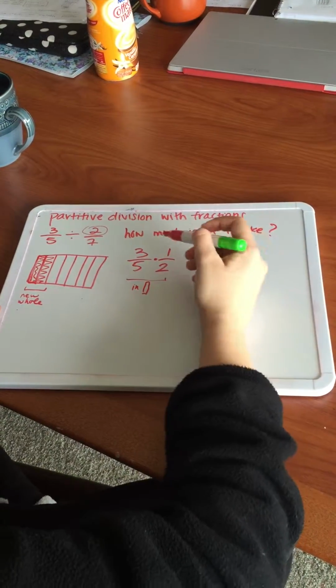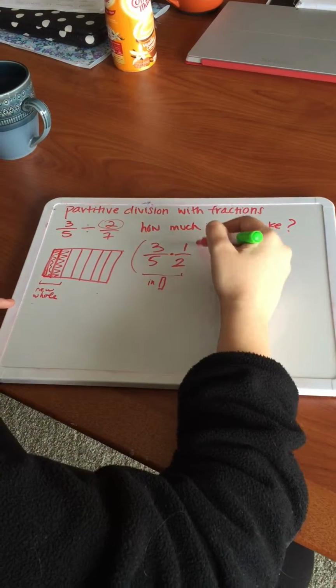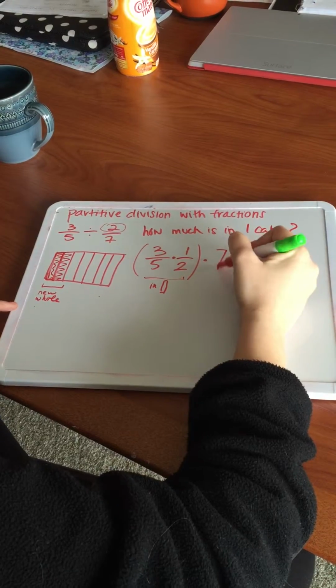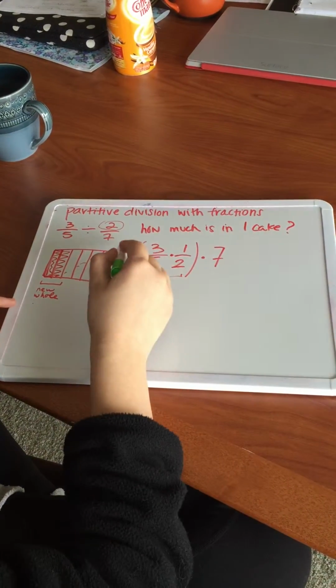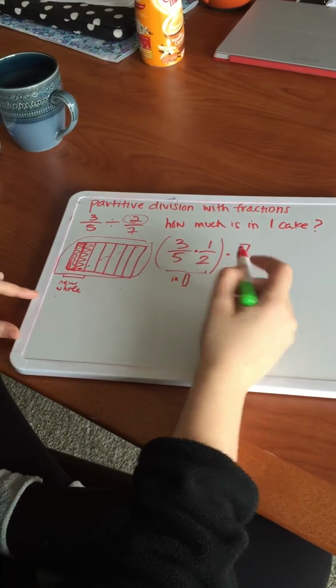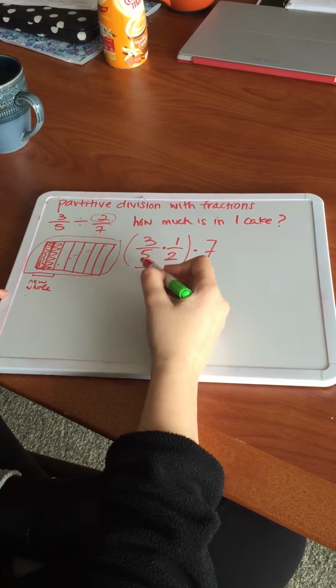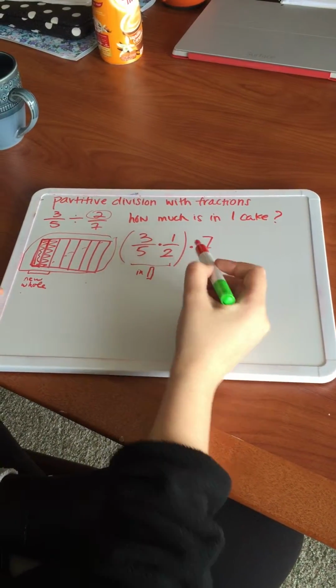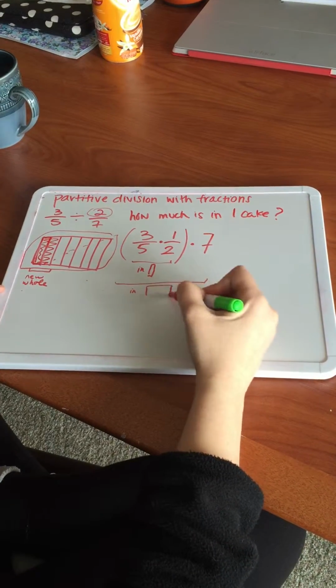But then what we need to do, since we're looking for the new whole, is we're going to multiply this whole thing by 7, because before, we had crossed out that part of the cake, but now we're going to look at the whole thing once again. And we know that there are 7 slices in this cake because of the 2/7 up above. So we have 3/5 times 1/2 times 7, because that whole thing is in the whole cake.